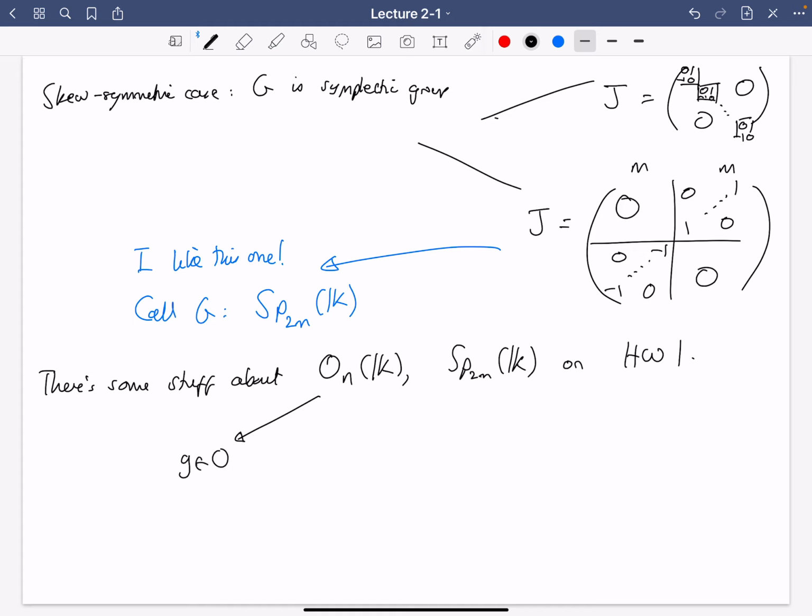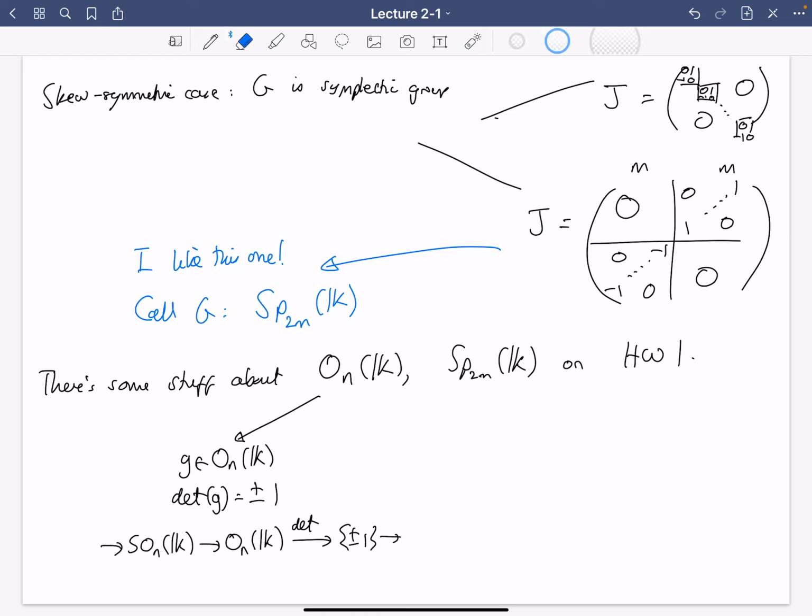If you have an element of the orthogonal group, its determinant is either plus or minus 1. And so you quite quickly see that there's a short exact sequence where this last map is the determinant map going onto plus or minus 1. And I shouldn't write 0 because it's a short exact sequence of groups, so this is the trivial group. And in here, this is the kernel of determinant, and it's called the special orthogonal group.